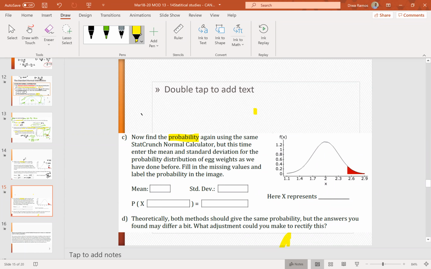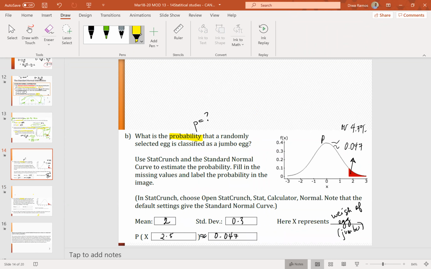But this time, enter the mean and standard deviation for the probability distribution of egg weights, as we have done before, fill in the missing values and label the probability in the image. I think we kind of did this already. Did we actually? Oh, we did it ahead of schedule. So sorry about that. This is actually letter C.